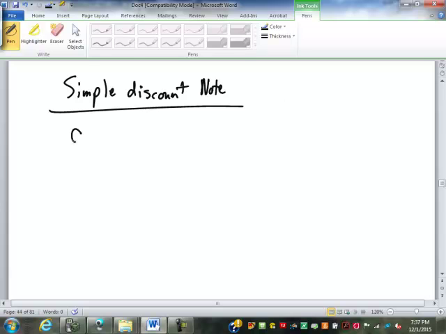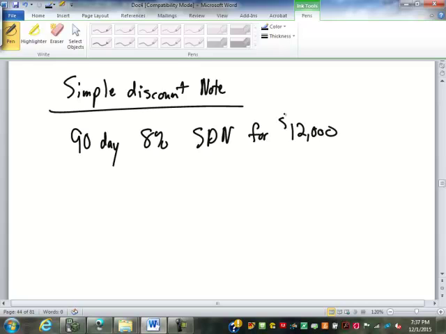So let's say you have a 90-day 8% simple discount note for $12,000. Find the proceeds and the effective rate. Remember, for a simple discount note, the effective rate's always higher than the stated rate because you don't get the full amount of the principal.